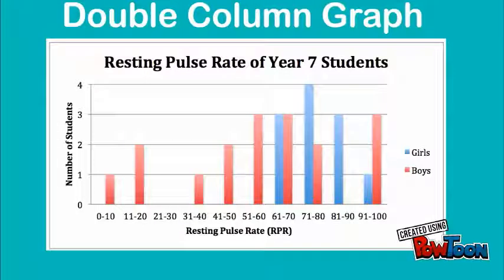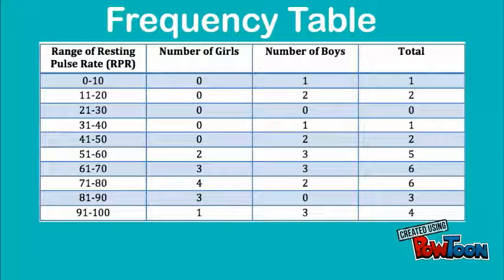This is a double column graph. It compares the data of both boys and girls. It demonstrates a really good visual interpretation as it is easy to recognize who has higher resting pulse rate per minute. This is a frequency table which represents the number of times students fell into a particular heartbeat per minute.